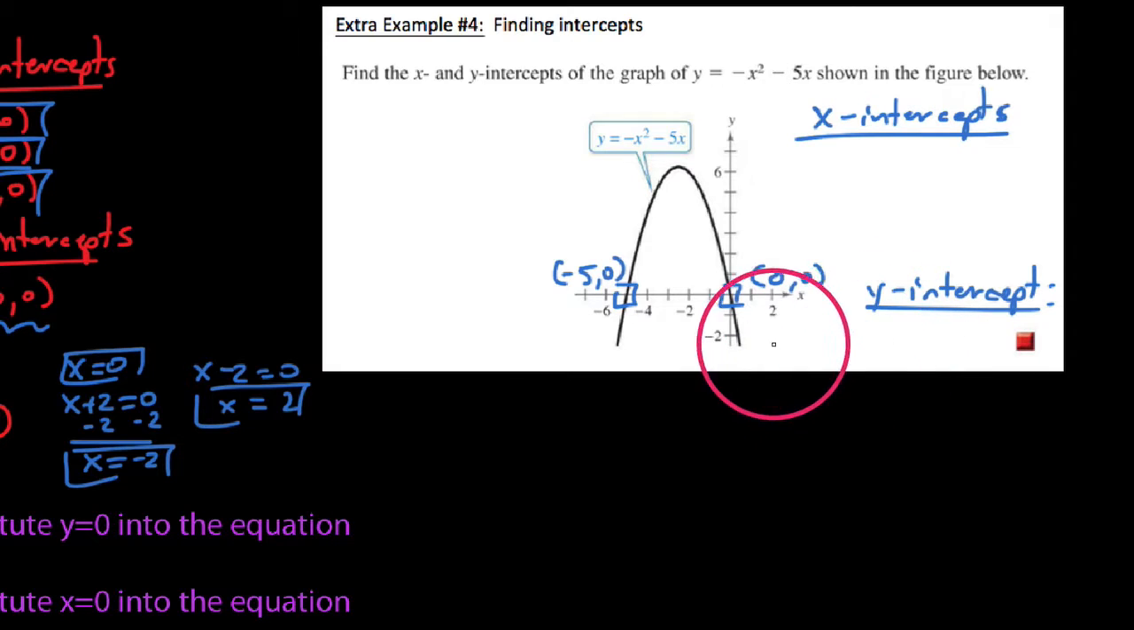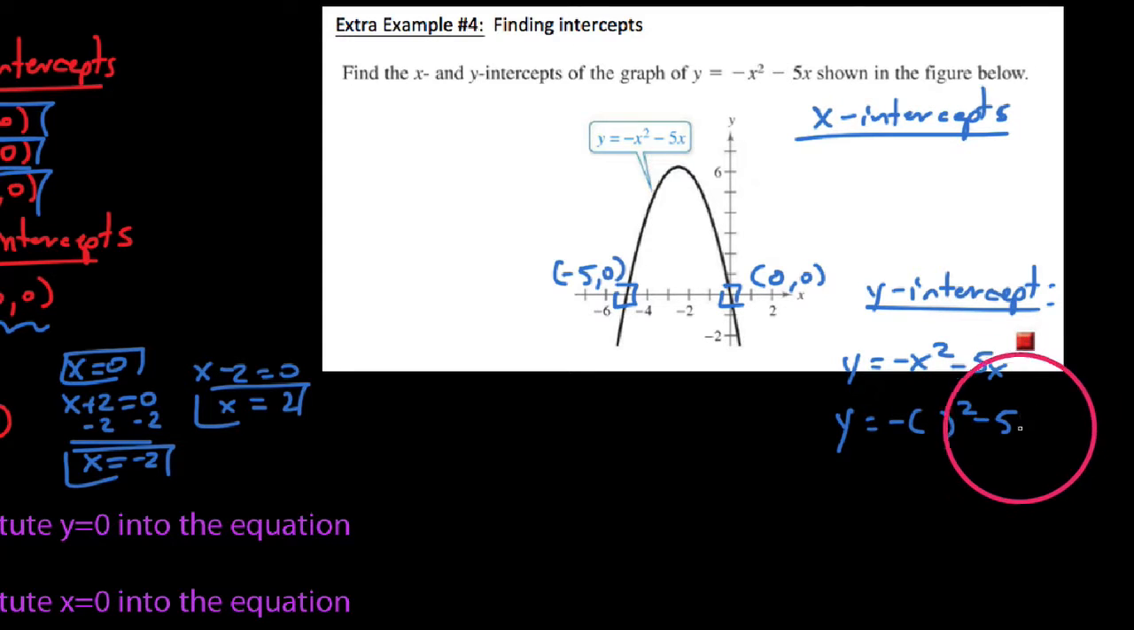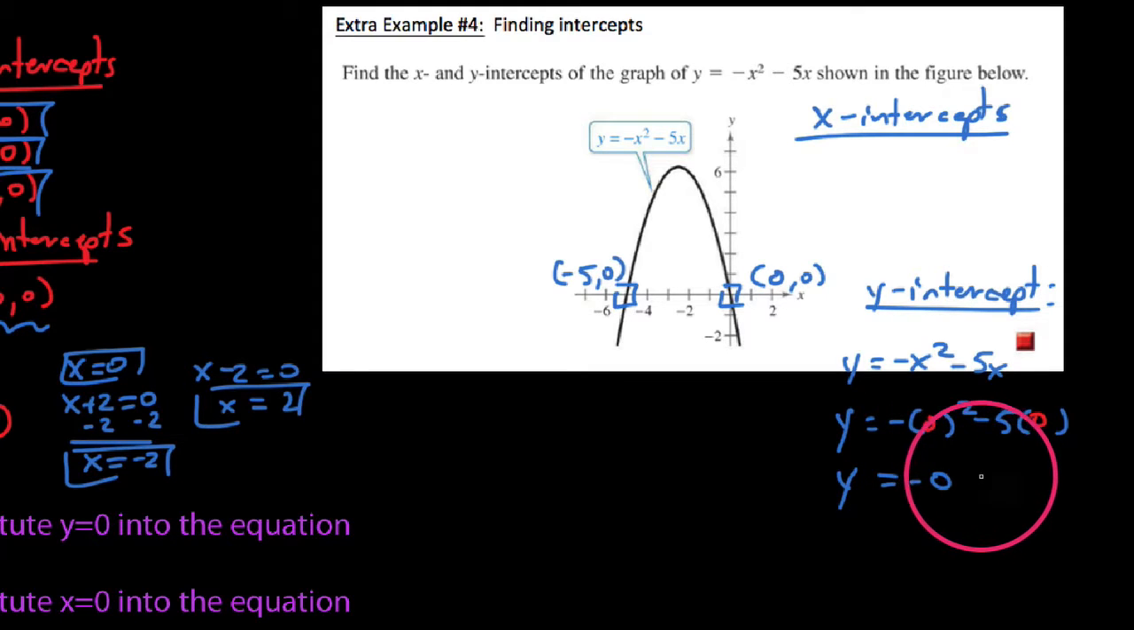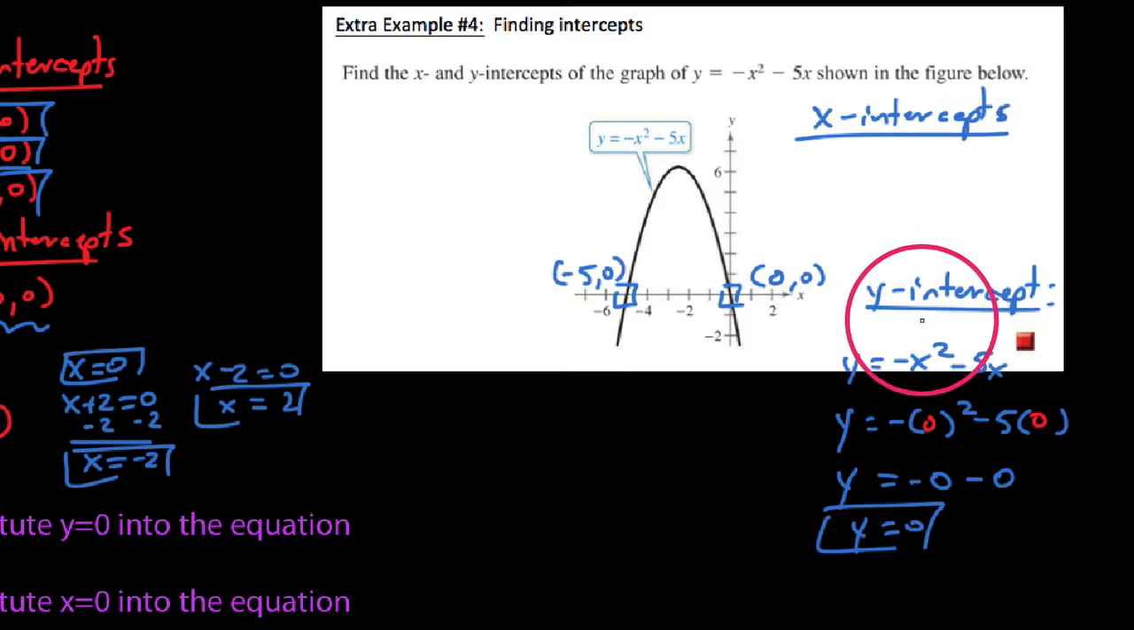So we'll start with our y-intercept. We have an equation here. It's y equals -x squared minus 5x. To find the y-intercept, remember, you plug in 0 for x. So we're going to put a 0 here and here. And what we get is y equals -0 squared, which is -0, minus 5 times 0, which is 0. In other words, we get 0. So we've certainly verified that 0, comma 0 is our y-intercept here.